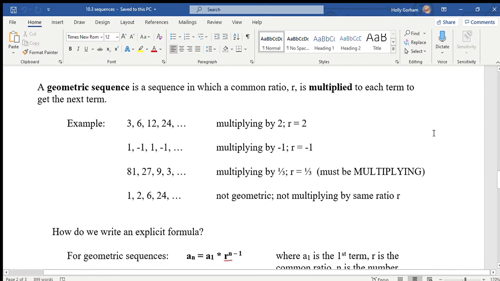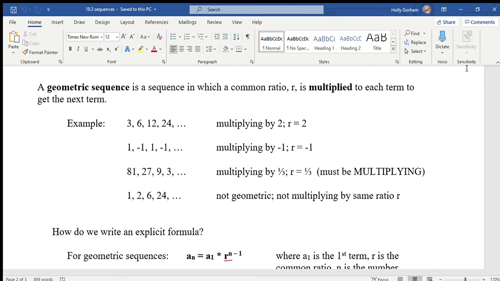So now for a geometric sequence, let's talk about how that is defined. A geometric sequence is a sequence in which a common ratio r is multiplied to each term to get the next term. So we're going to have to be really careful here about the fact that we have to be multiplying. So on the first example, you've got 3, 6, 12, 24. You're multiplying by r, so your ratio is, you're multiplying by 2, so your ratio is 2.